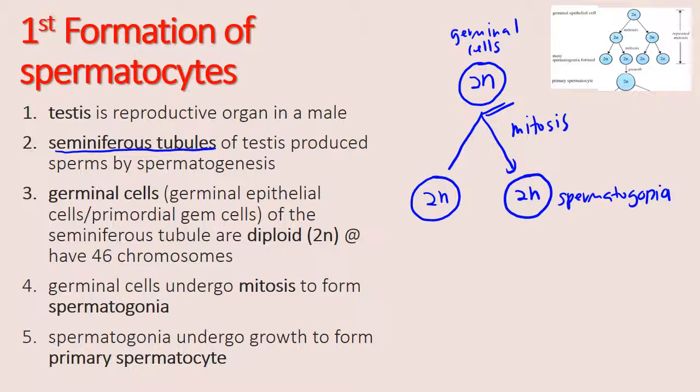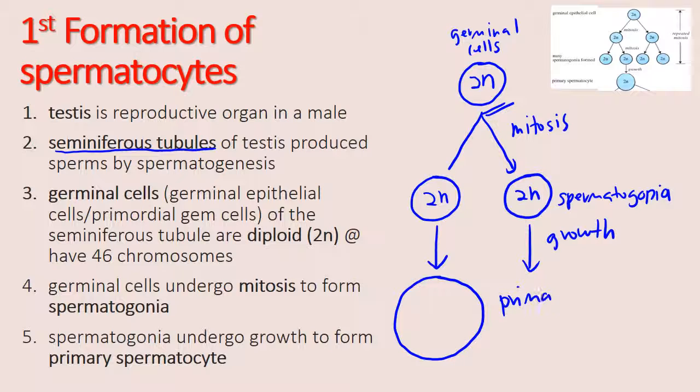Next, these two spermatogonia will undergo growth and form what we call the primary spermatocyte, which is also a diploid cell. As you can see, the size of the primary spermatocyte is a little bit bigger than the spermatogonia because of the growth process.